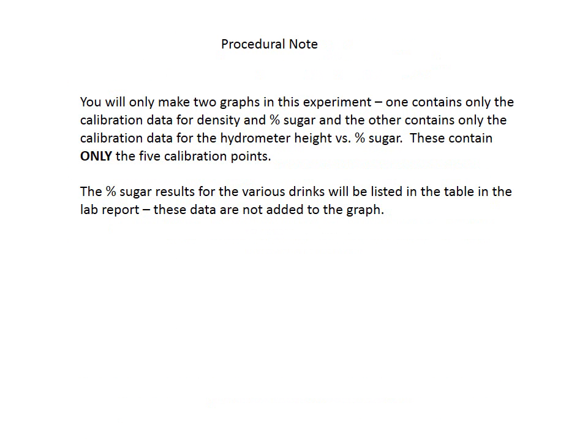Just the last procedural note, to make sure you're really clear about this: of all those different drinks you have, only 5 points go on each calibration plot. The known concentrations, 0, 4, 8, 12, 16, or whatever concentrations you're given, are the only ones that show up in a graph at all. One set for the hydrometer, one set for the density. The others are all just calculated like we had down below in the table.